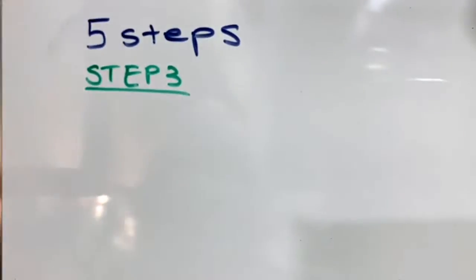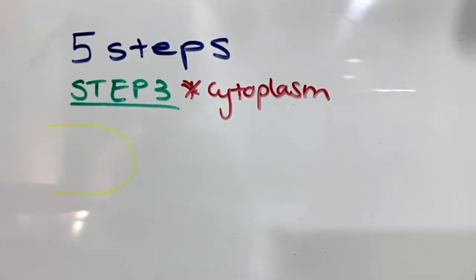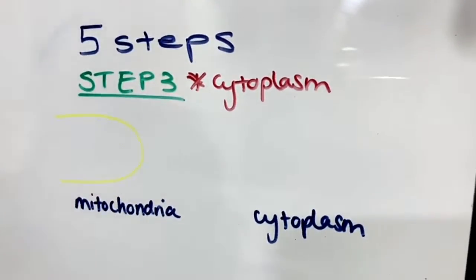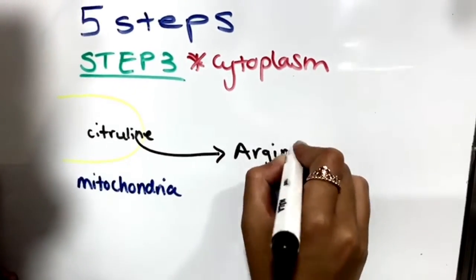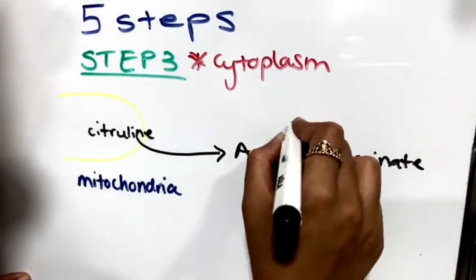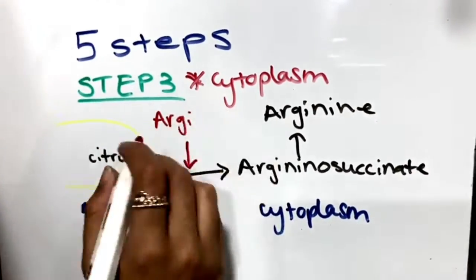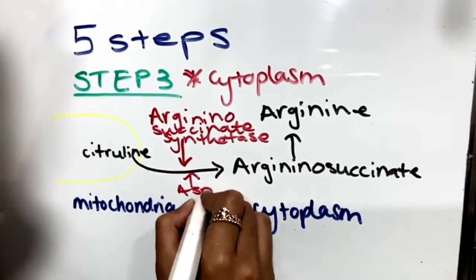The third step is synthesis of argininosuccinate, and this takes place in the cytoplasm. Citrulline will be acted on by the enzyme argininosuccinate synthetase. This enzyme needs aspartate as well. What it will actually do is produce argininosuccinate. Argininosuccinate will then be acted on by the enzyme argininosuccinase to produce arginine.